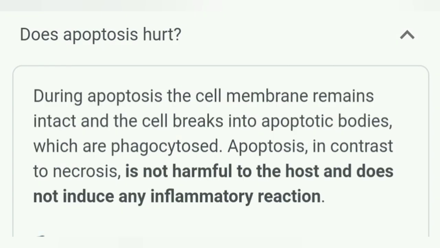Here may be another question that arises within you: does apoptosis hurt? During apoptosis, the cell membrane remains intact and the cell breaks into apoptotic bodies which are phagocytosed. Apoptosis, in contrast to necrosis, is not harmful to the host and does not induce any inflammatory reaction.